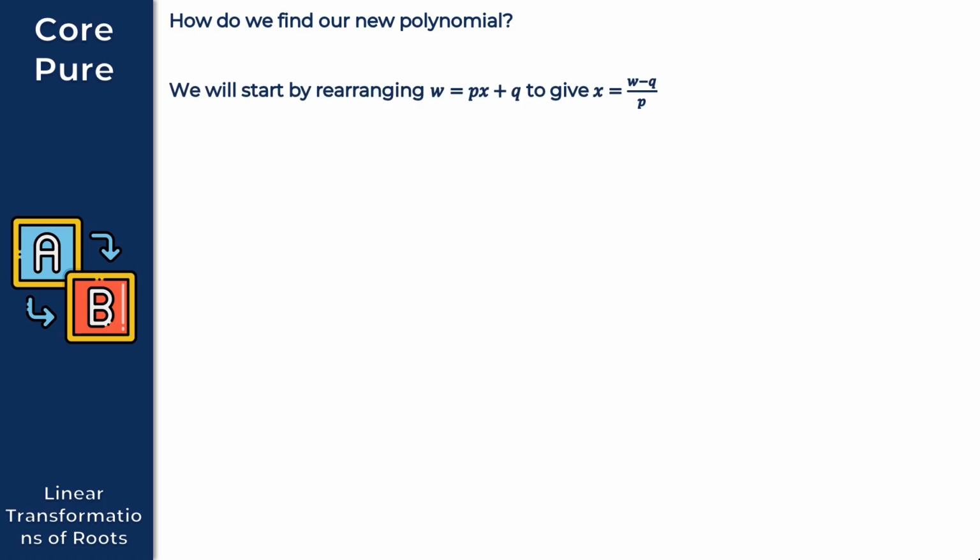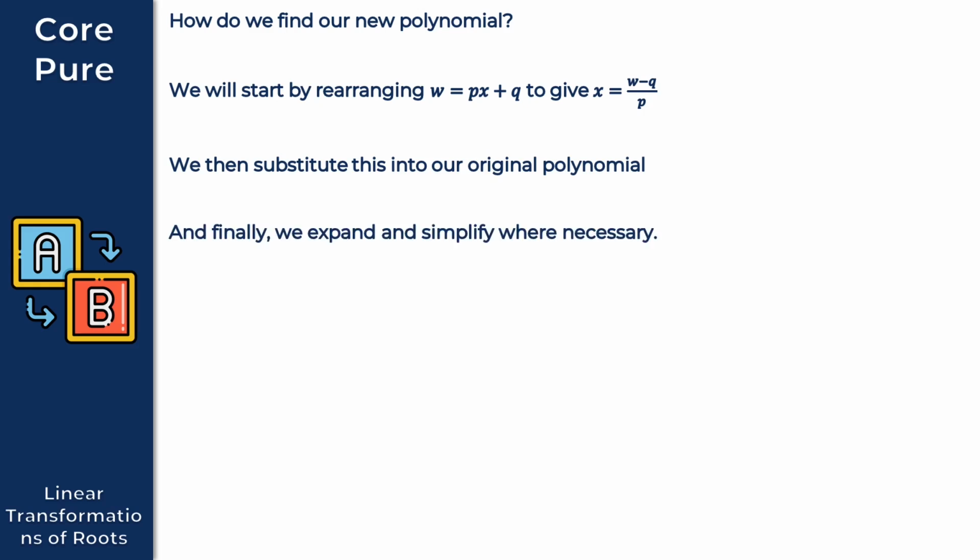Well, we start by rearranging W equals Px plus Q to give x equals (W minus Q) over P. So nice and straightforward, really. All we're doing is rearranging and making x the subject. We then substitute this into our original polynomial. And finally, we expand and simplify where necessary.